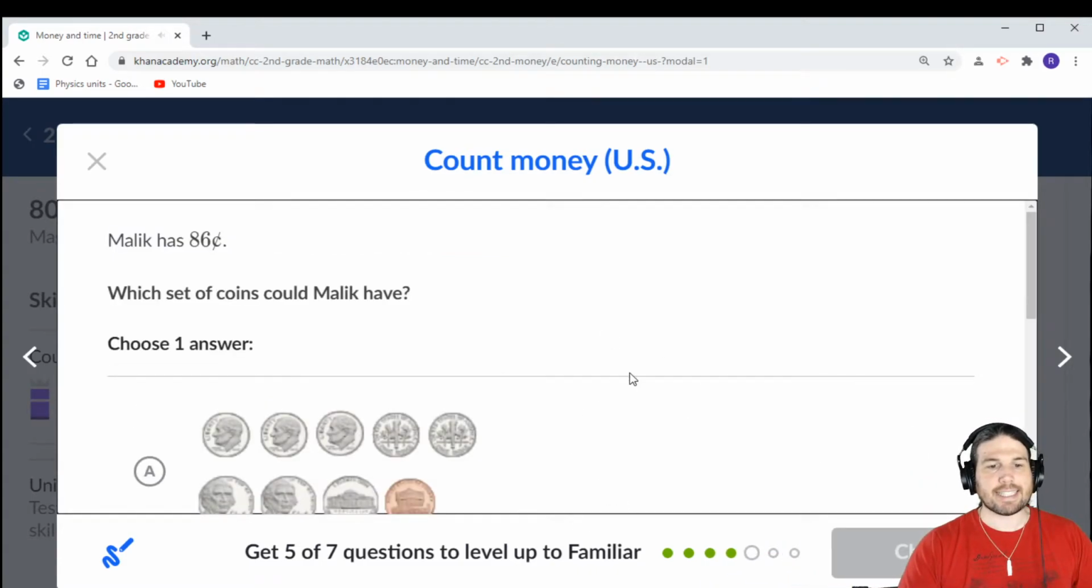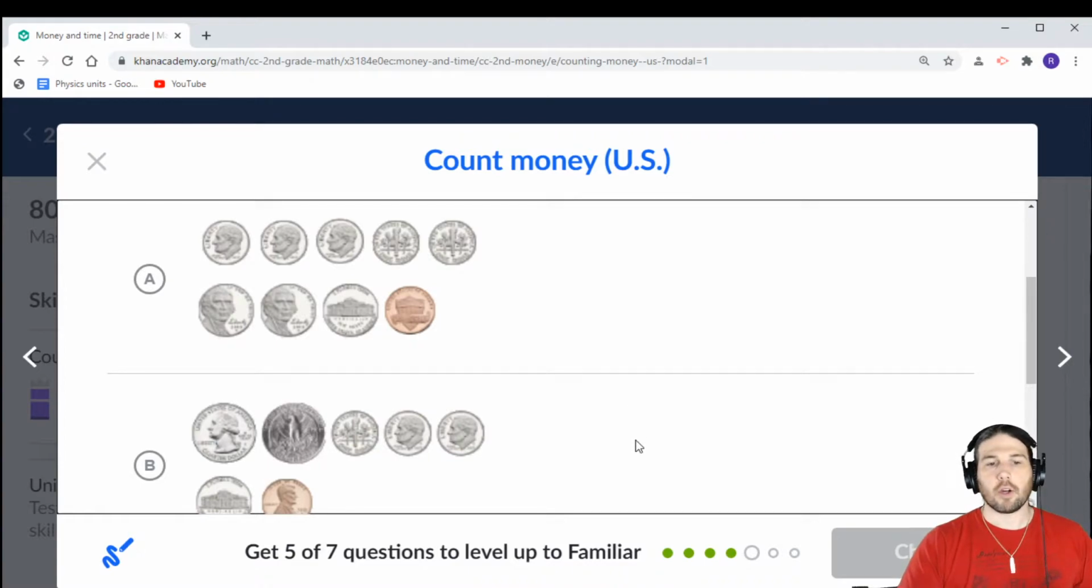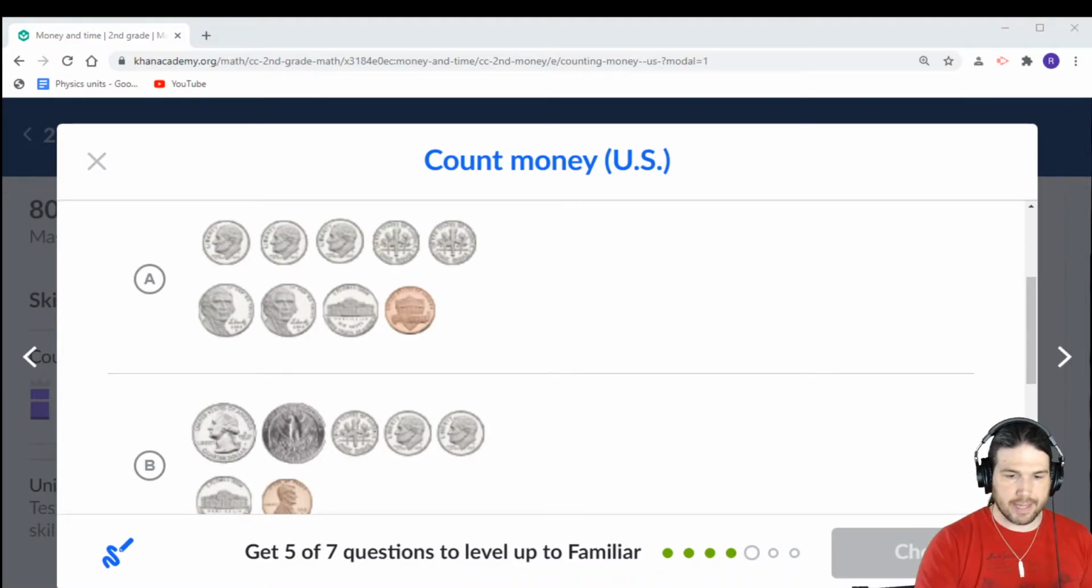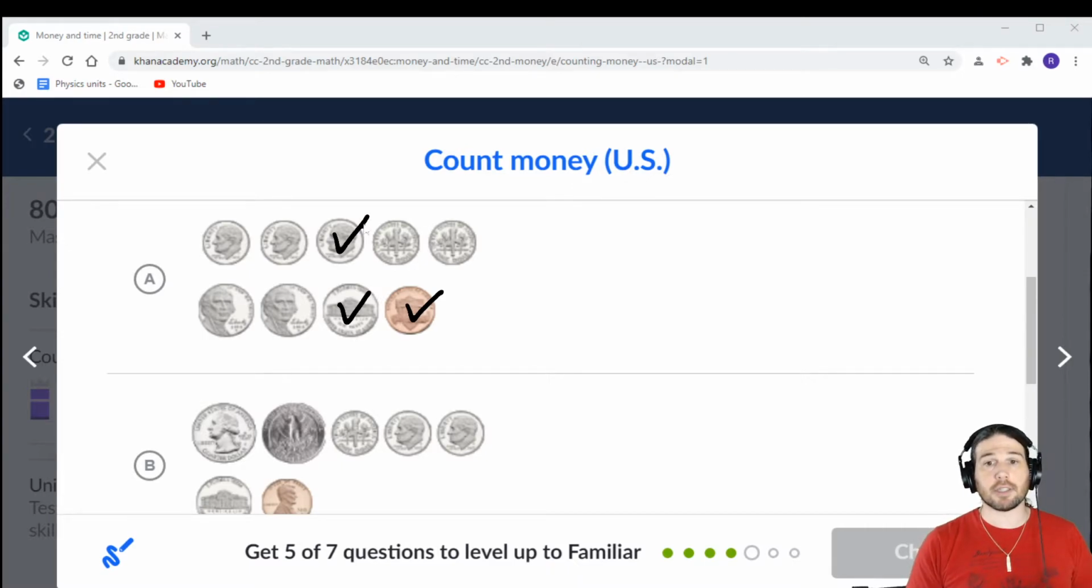Malik has 86 cents. Now, quarters are going to be a little bit tough at first. I want to highlight that we already have experience counting by 1s, counting by 5s, and counting by 10s, right? So dimes, nickels, pennies, we've got that covered, no problem. Quarters are going to be difficult for a bit, okay?